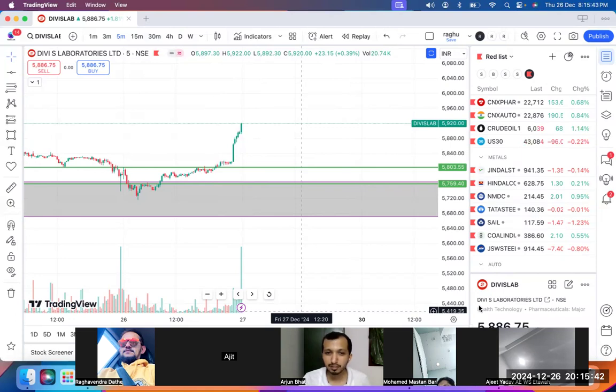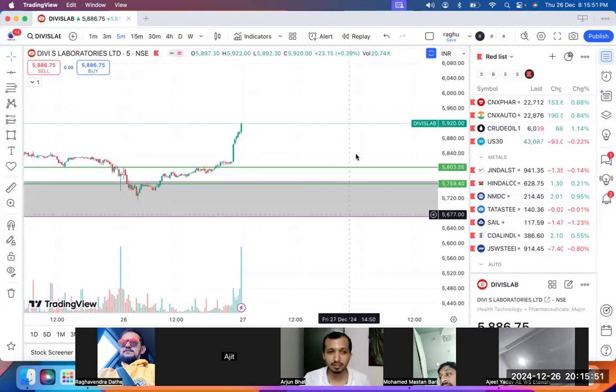Opening range breakout, ORB. Opening range breakout or breakdown. Both.